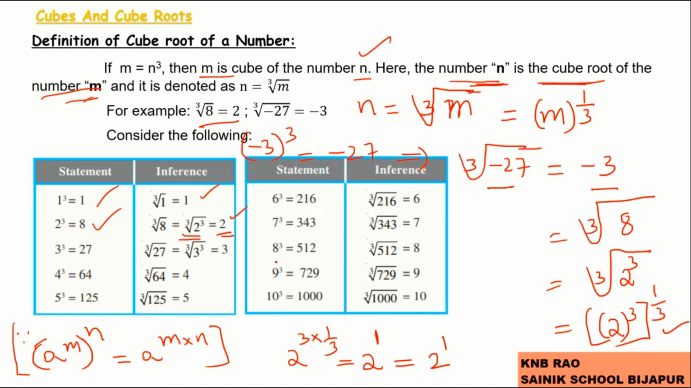Students, here very important, I need you to observe: cube root of a number ending in 1 ends in 1, cube root of a number ending in 8 ends in 2, cube root of a number ending in 7 ends in 3, cube root of a number ending in 4 ends in 4, cube root of a number ending in 5 ends in 5, cube root of a number ending in 6 ends in 6, cube root of a number ending in 3 ends in 7, cube root of a number ending in 2 ends in 8, cube root of a number ending in 9 ends in 9, and cube root of a number ending in 0 ends in 0.